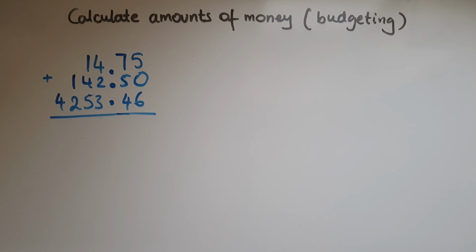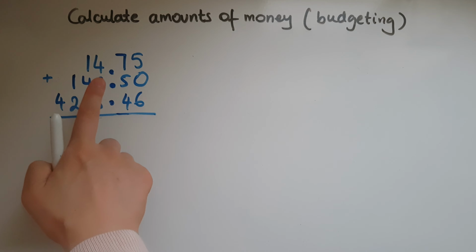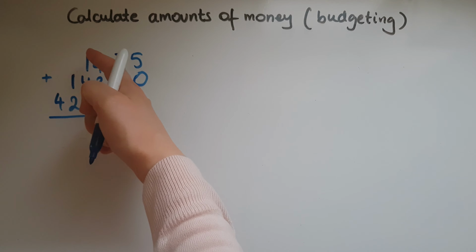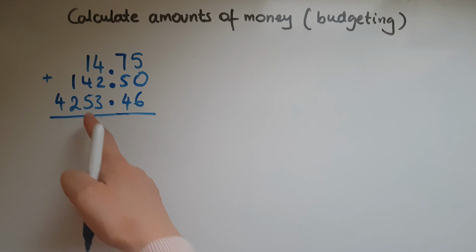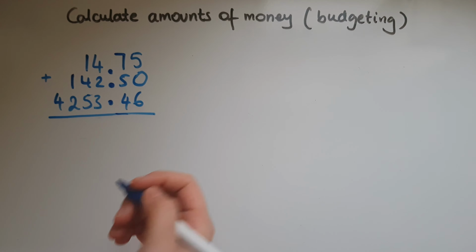One costs £14.75, the other £142.50, and finally £4,253.46. I want to find out what is the total cost of all of these. So I've lined them up, making sure I've got the decimal points under each other so that I'm adding pennies under the pennies and pounds with the pounds, not mixing them up, because that would give me a different answer.